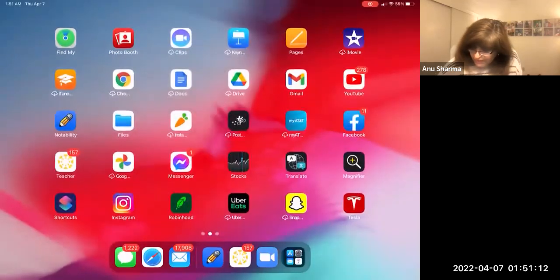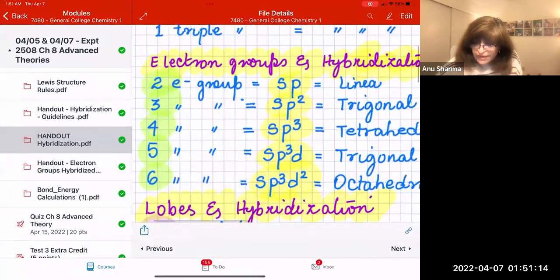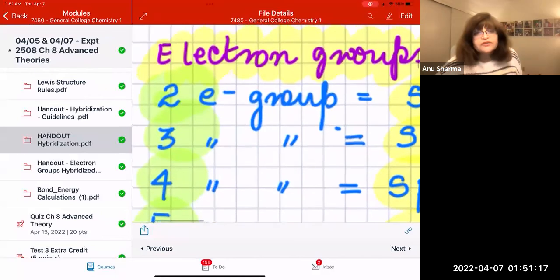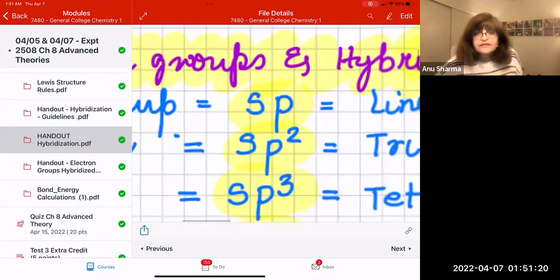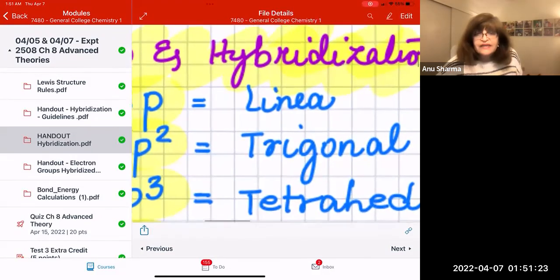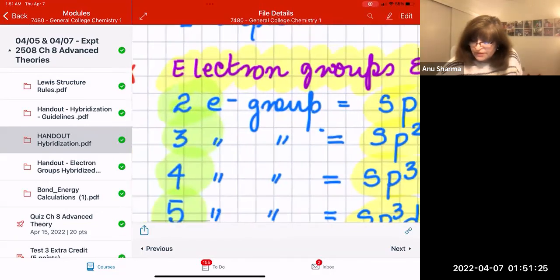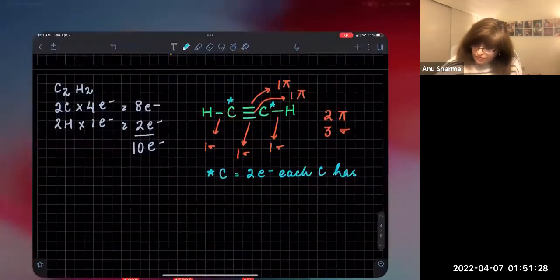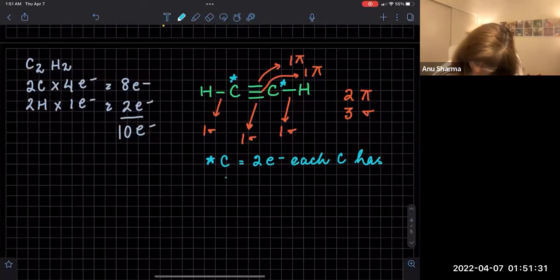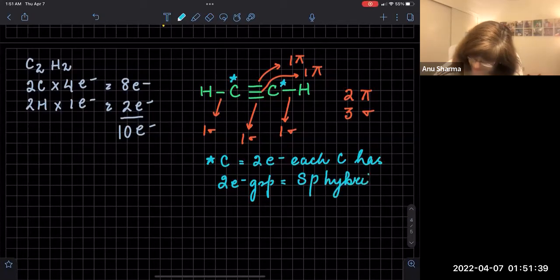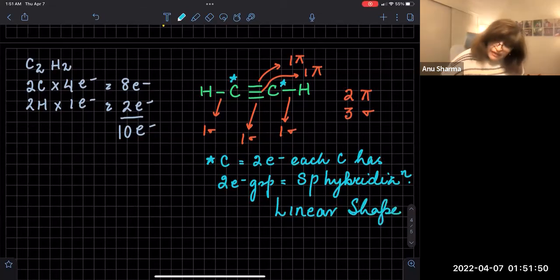So when we have 2 electron groups, what does it relate to? 2 electron groups relate to sp hybridization, and that is a linear shape. It should be spelling linear. Anyway, so this means that 2 electron groups is equal to sp hybridization, and the shape is a linear shape. Okay, now let's draw it.